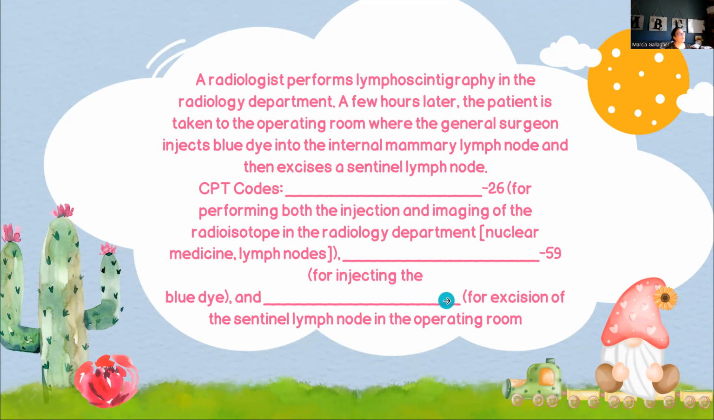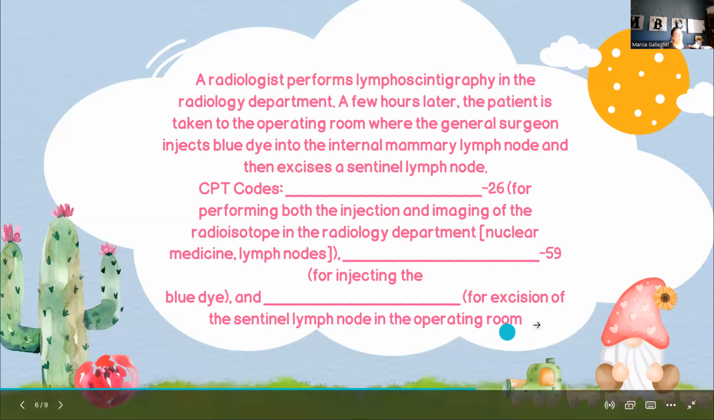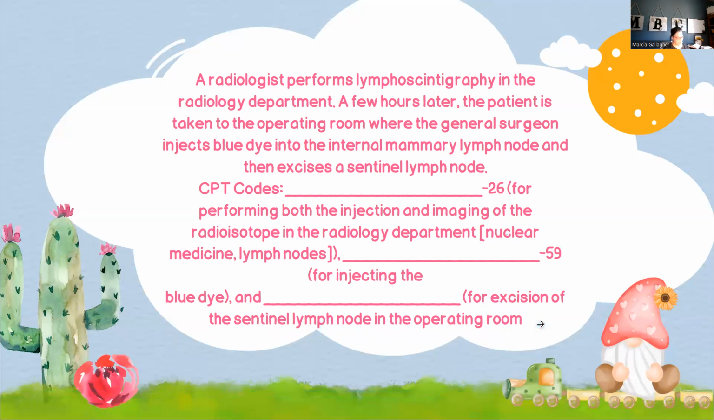So the last bit is going to be the excision of the sentinel node in the operating room. So you would go excision and then nodes, and it gives you a choice of 6 CPT codes. Instead of giving you all 6, I'm just going to give you the answer. It's 38530.